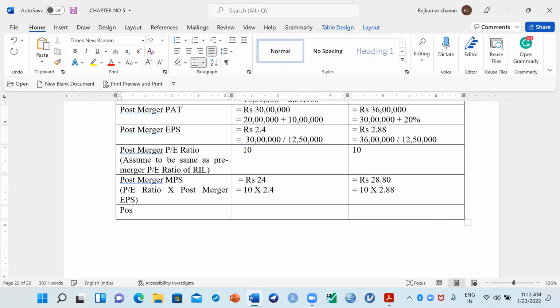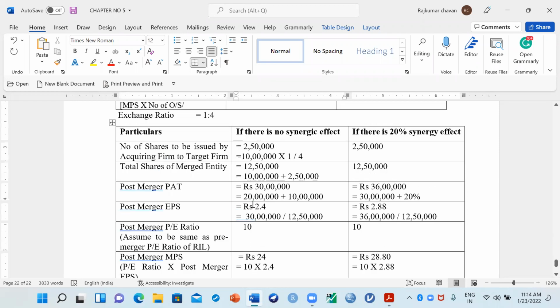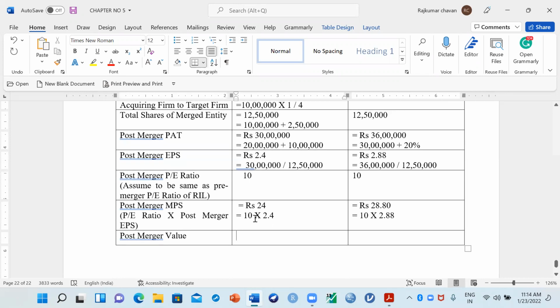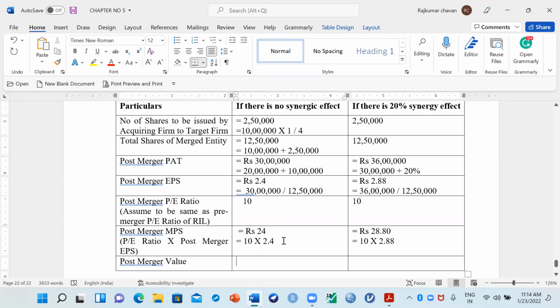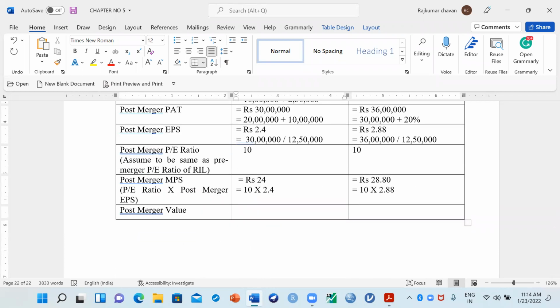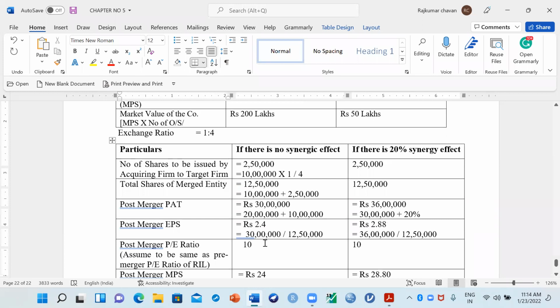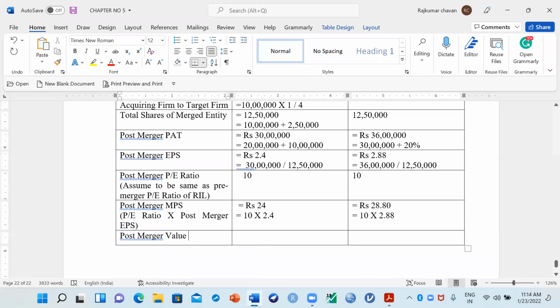Now based on this, can we calculate? Now we got MPS also, everything we got. We can easily calculate whether there will be any change in value or not. That we have to calculate. So we can say the post-merger value of this company. Will the value change or not? What do you think? If there is no synergic effect, do the company's values change? If there is a synergic effect, what will be the value of this company? So how to calculate this now? What will be the formula for value over here? Just tell me the value in case of synergic and non-synergic effect.